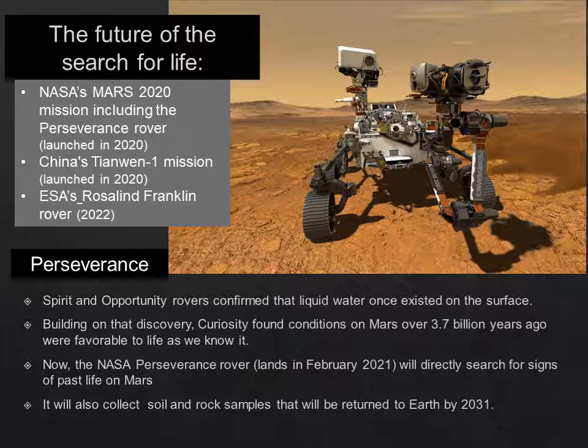So the Spirit and Opportunity rovers confirmed that liquid water once existed at the surface of Mars. Building on that discovery, Curiosity found that the conditions on Mars over 3.7 billion years ago were favorable to life as we know it. Now, the NASA Perseverance rover, which will land in February 2021, will directly search for signs of past life on Mars, and it will also collect soil and rock samples that will be returned to Earth by 2031. And getting those samples back to Earth will be the most ambitious Mars mission in history.